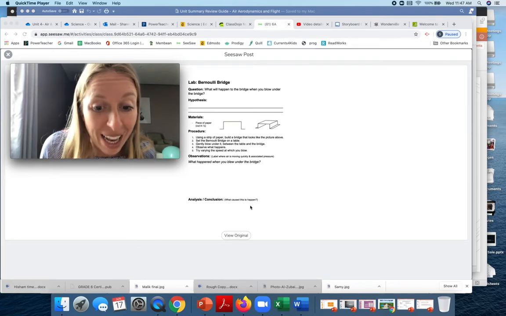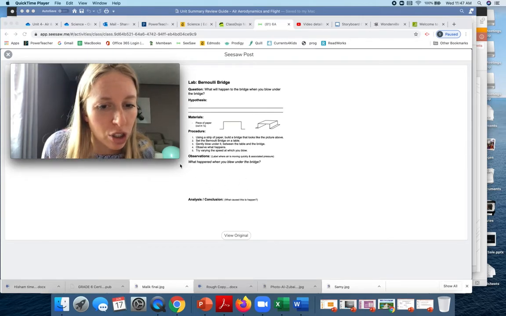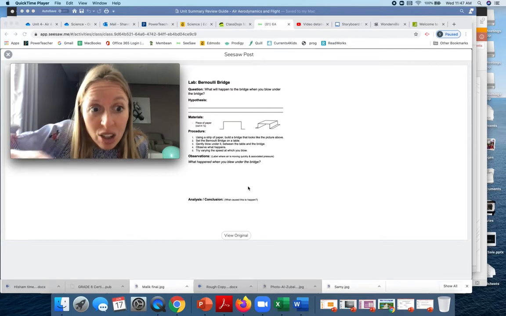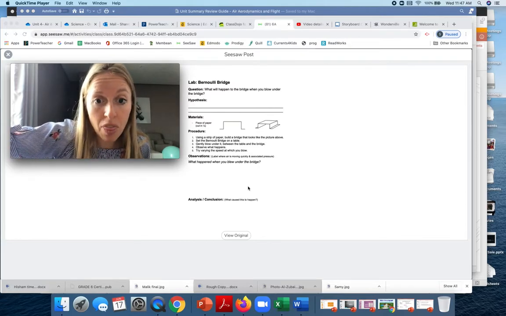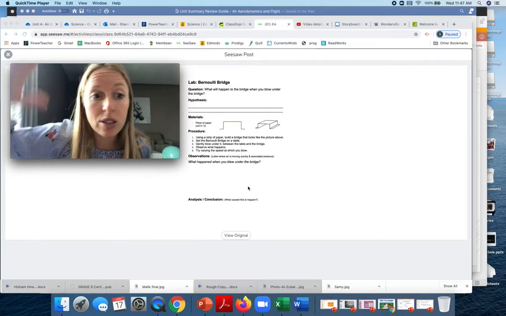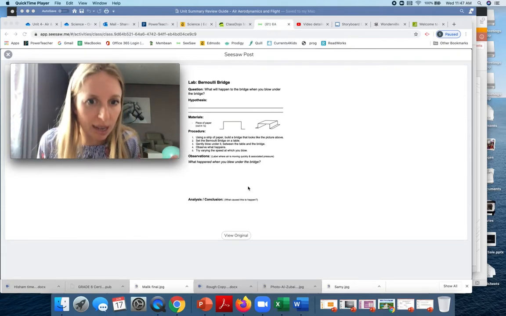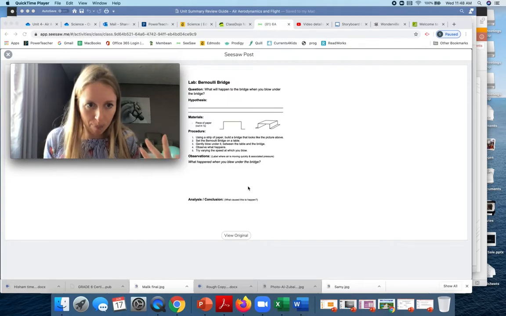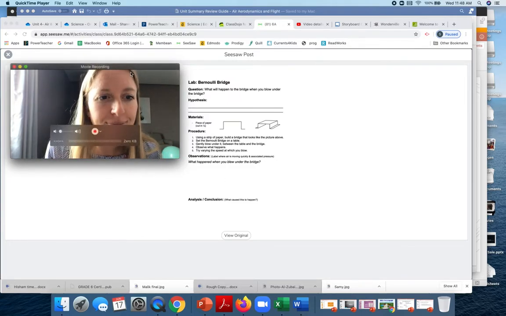Analysis. What is causing this to happen? If you really want to do an excellent job of this, you would also label the other air. The air moving under the bridge is one thing, but there's also air always around us, which is another concept that you know about. Speed and then pressure. There you go.